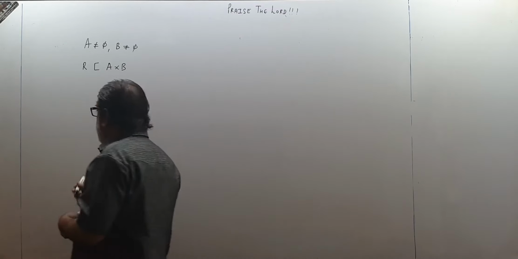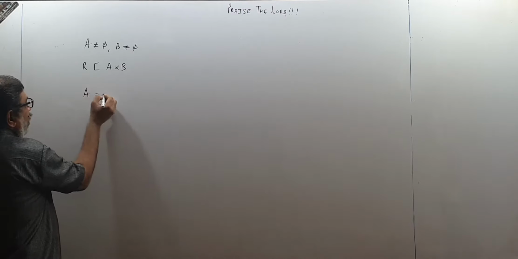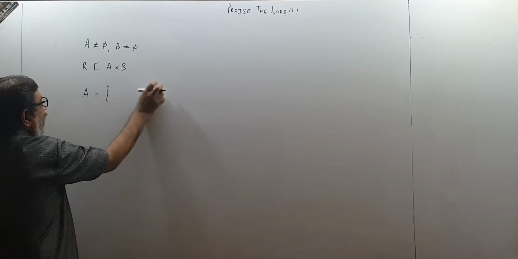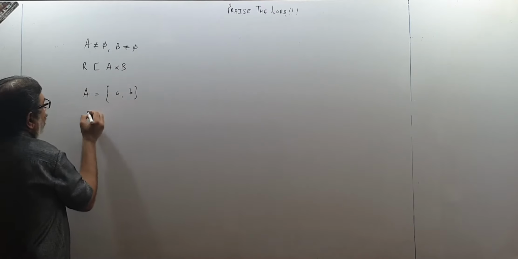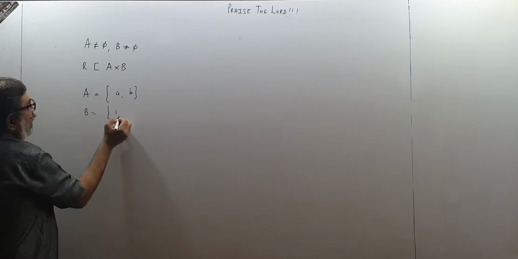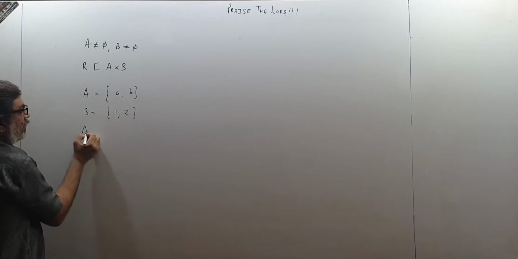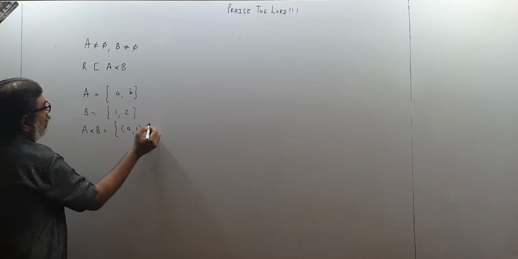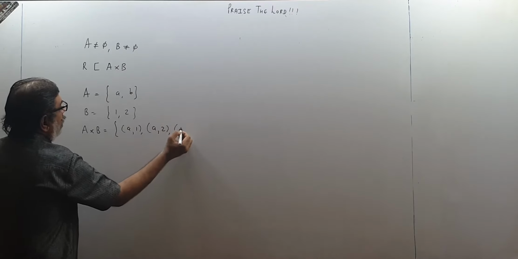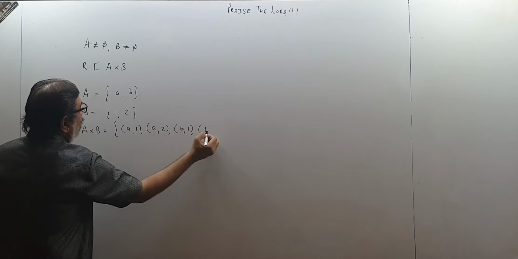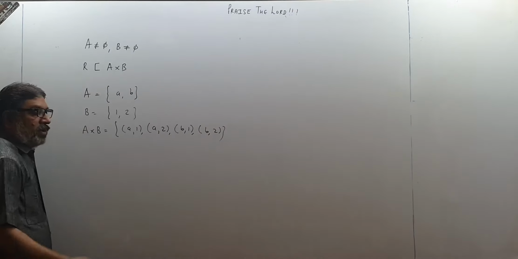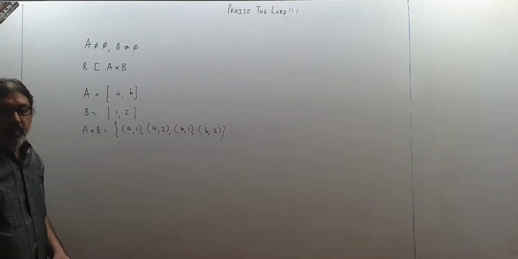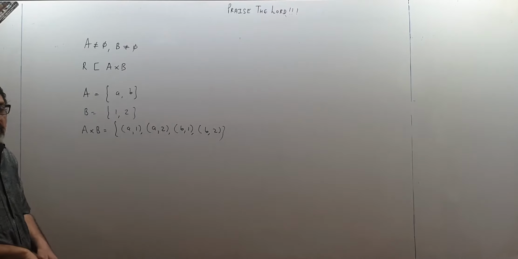like supposedly I am having set A as a and b, and I am having set B as 1, 2. Then what can be A cross B? A cross B can be a1, a2, b1, b2. How many subsets of A cross B can be there? There are 4 elements over here. So 16 subsets of A cross B can be there.